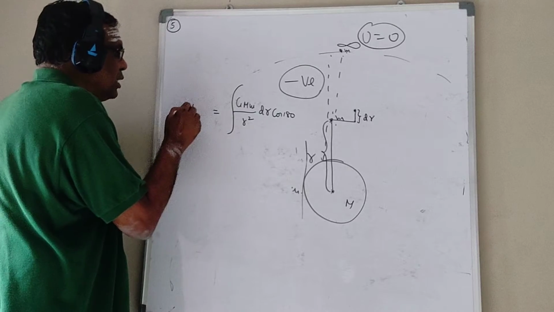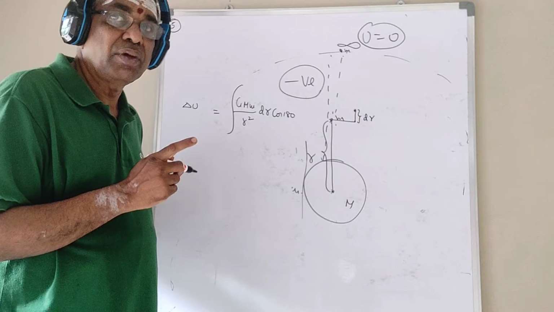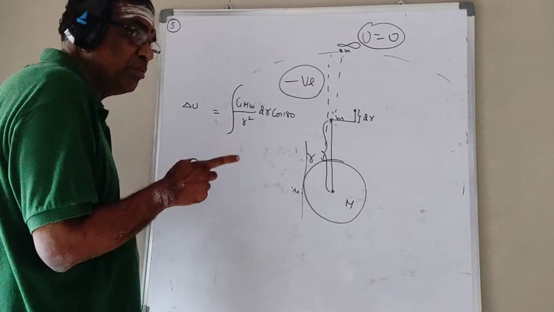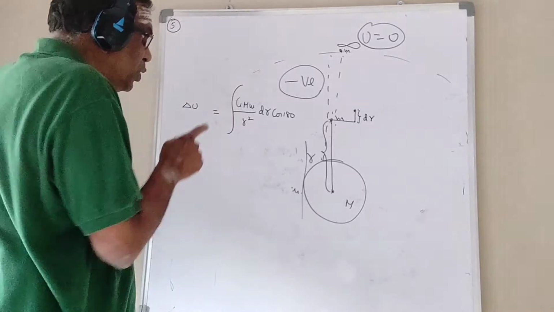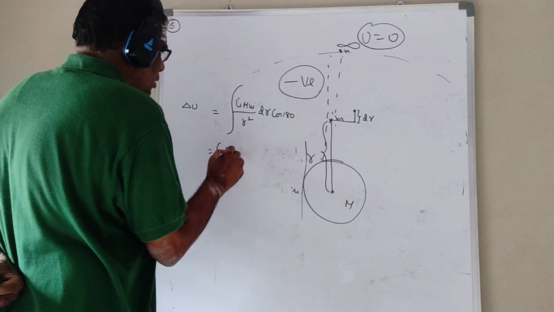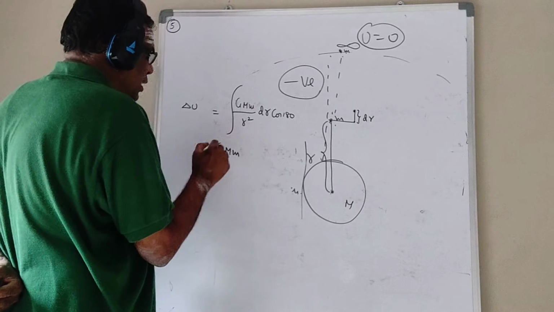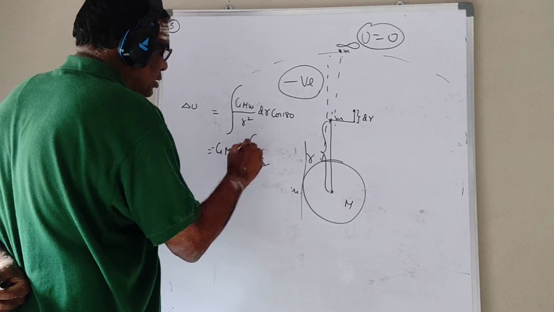This is the potential energy. Negative sign, why am I not keeping? Because you remember that is what against that. You get my point, to indicate that I have given. Now let us see. Gmm, cos 180 is minus 1, minus dr by r square.